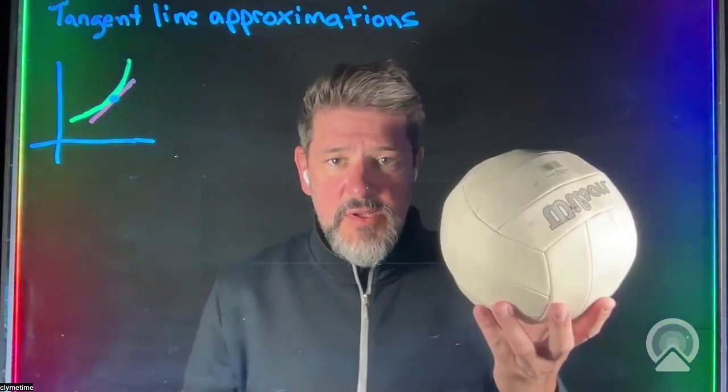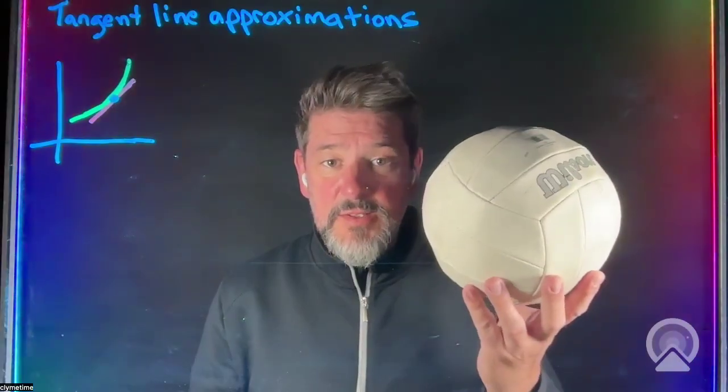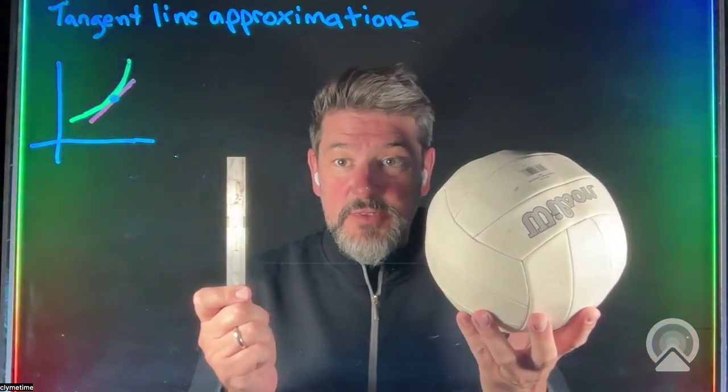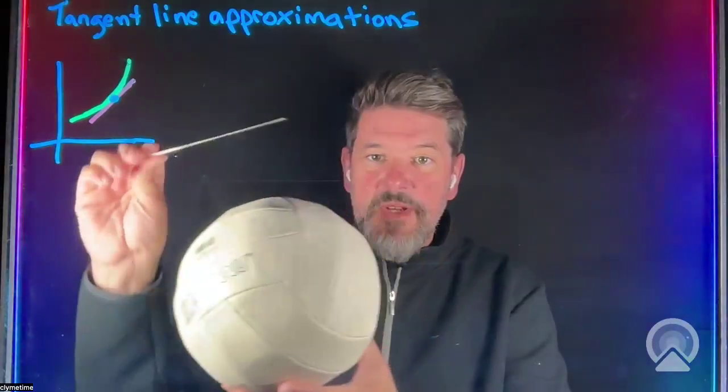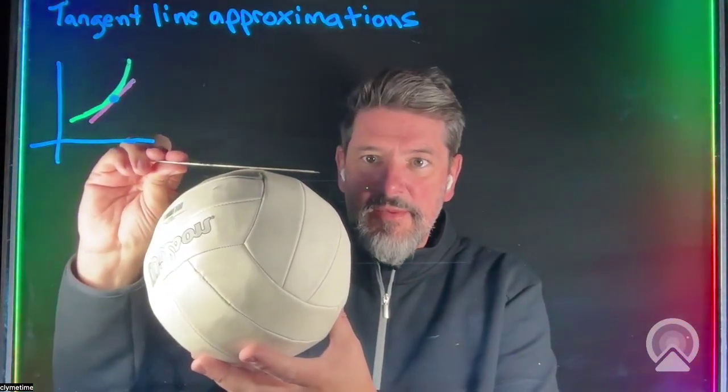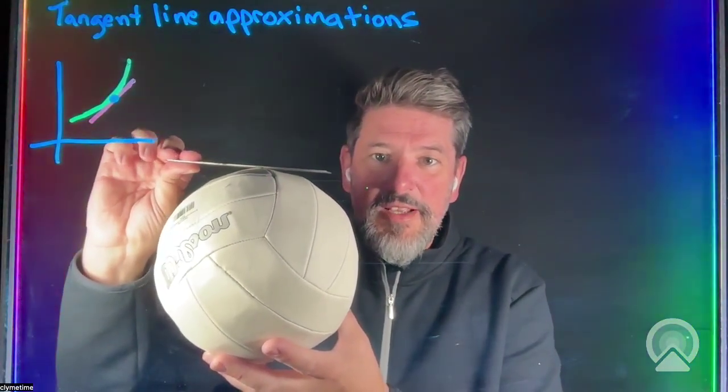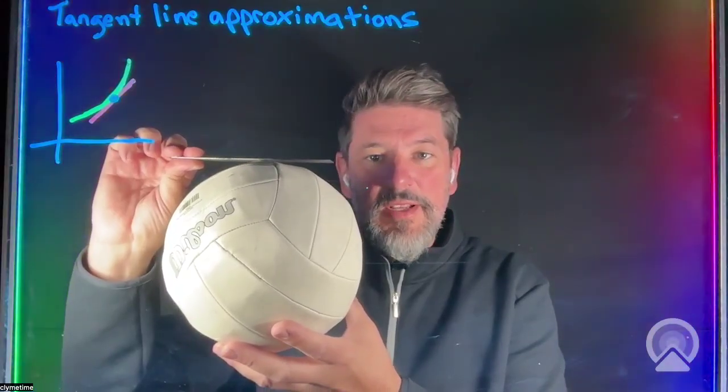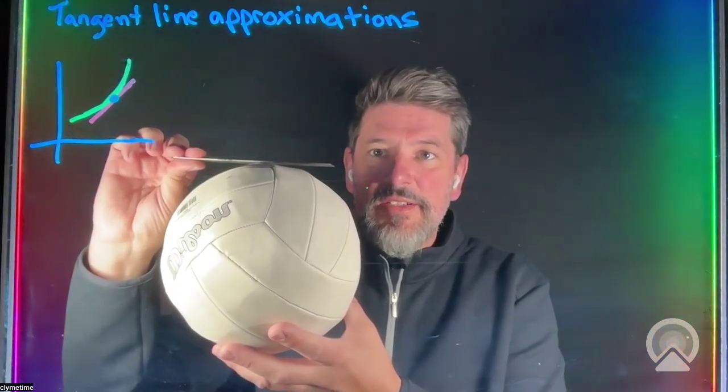You might recognize this ball from our very first video. This ball is like a curve. And this is a ruler, and a ruler is like a line. So what happens when a line just touches the ball, or the ruler just touches the ball, at just one point, or a line just touches a curve at just one point?